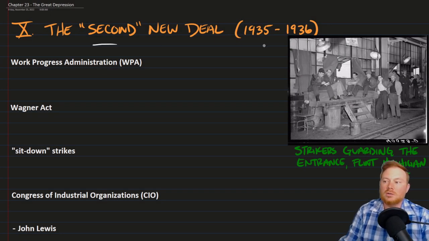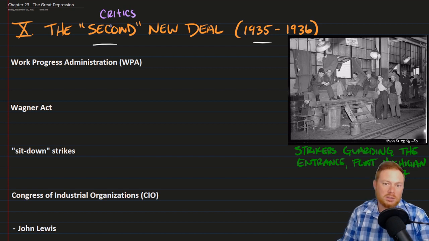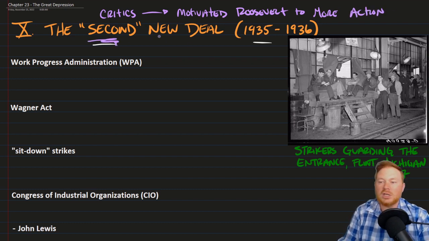Section 10, the Second New Deal, 1935 to 1936. One of the things that Roosevelt faced was that when his critics attacked him for certain parts of his New Deal, he felt that he needed to address some of the legitimate ones. In some ways, we might say the criticisms, especially the ones in which Roosevelt wasn't doing enough, motivated Roosevelt to more action. And those actions were called the quote unquote Second New Deal, another round of legislation designed to address the economic problems of the nation.